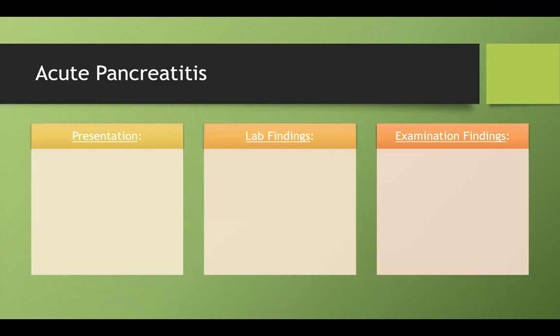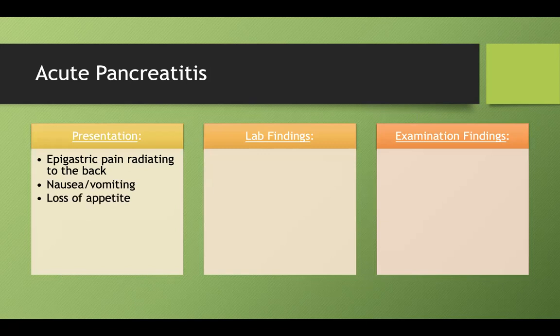Okay, so let's move on to how somebody with acute pancreatitis will actually present and what you can do to find out if they actually have that. So the classic pain pattern is somebody who has epigastric pain radiating to the back, and they will give you this in the question stem. So once you hear that, I want you to immediately think pancreatitis. You'll also have somebody with nausea, vomiting, loss of appetite. So think about all that.